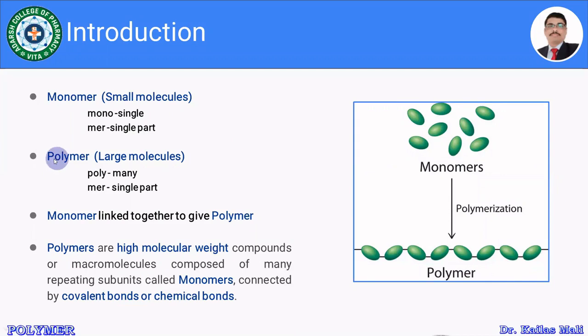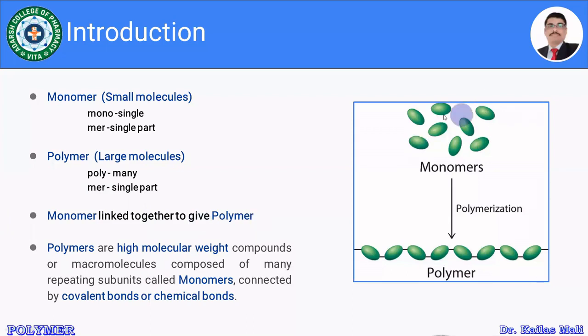Then what is a polymer? Polymers are the large molecules or the macromolecules. Generally, these are macromolecules like polysaccharides, like proteins, for example albumin. Poly stands for many and mer stands for the single part. When the monomers join together, there is a formation of the polymer. When monomers are linked together, we are getting the polymer.